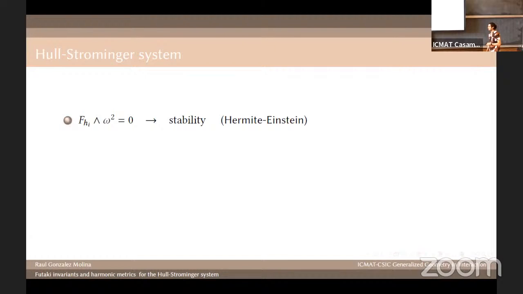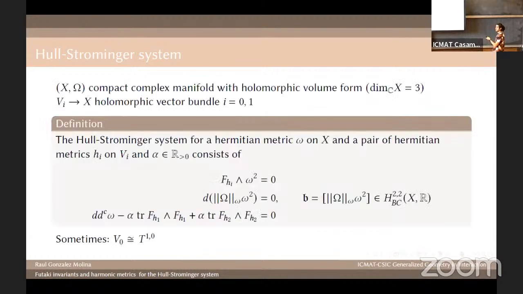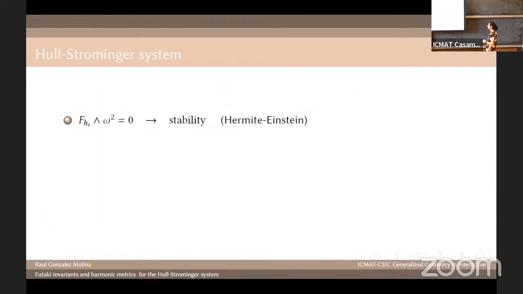So let me speak separately about each of the equations. The first one is the well-known Hermitian-Einstein equation. By the Donaldson-Uhlenbeck-Yau theorem, we know that this is a stability condition with respect to this balanced class, so not for a Kähler class, but a balanced class.